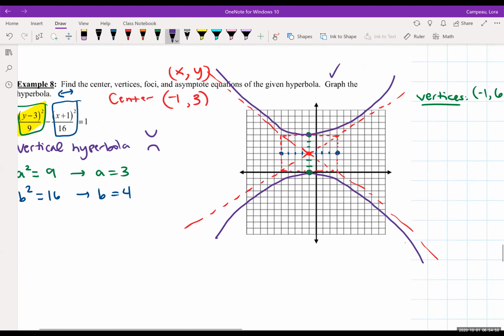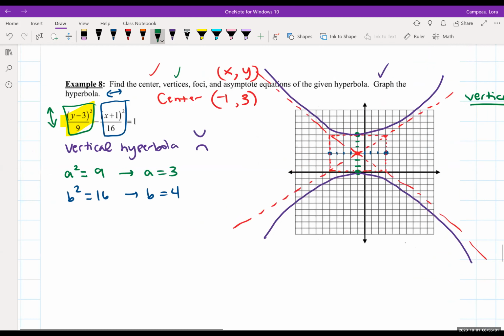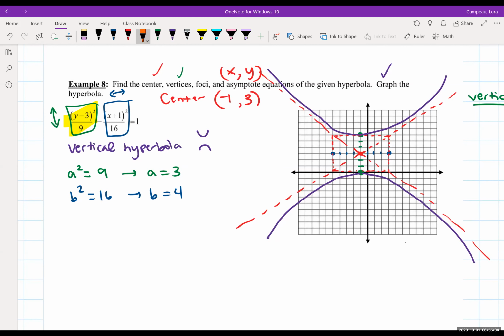The next thing we want to make sure, we're reading the directions, we're finding everything we need. We find the center. We're good, we found that already. We did find the vertices. Check to see if we can find the foci. So with the foci, remember that formula, c equals square root of a squared plus b squared. So we'll just plug our a squared in. A squared is 9. B squared is 16. And we actually also happen to get another perfect square.